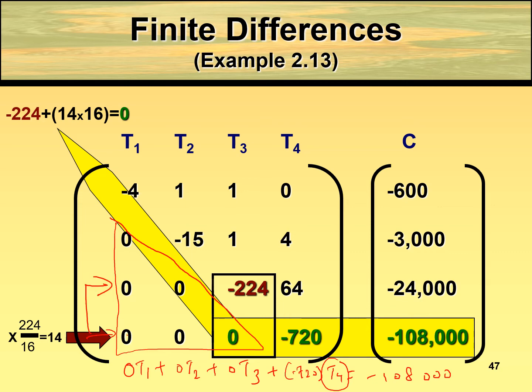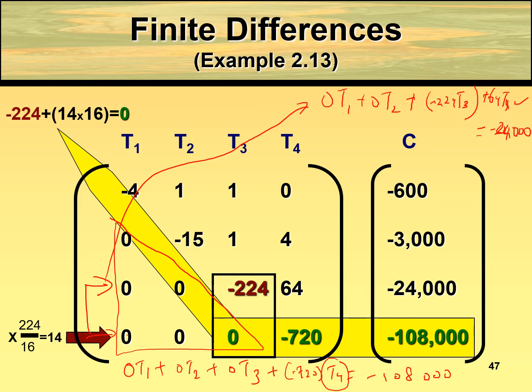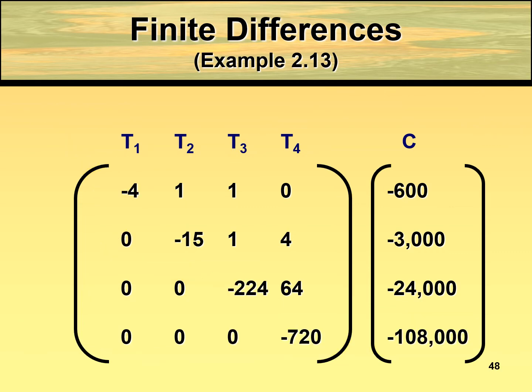So from this level, what you're going to get is 0 times t1 plus 0 times t2 plus negative 224 t3 plus 64 t4 equals negative 24,000. So T4 is found earlier. Now you substitute it here, you can get what is your T3. And you do similarly for this row and this row, and you will get all the answers for your T1, T2, T3, and T4.